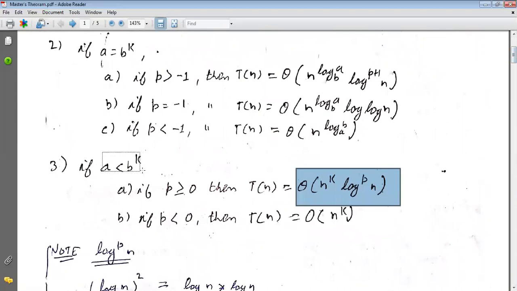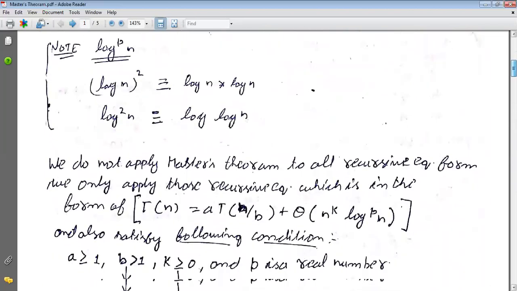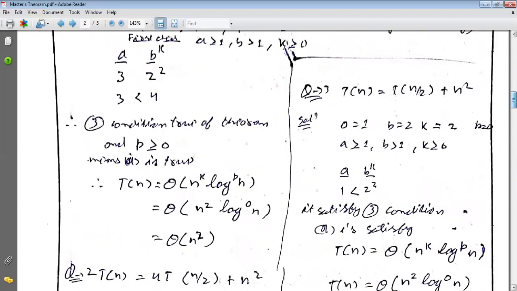If a is less than b to the power k, then we have two cases: either p is greater than or equal to 0, or p is less than 0. We are lying in the first condition. Therefore, the time complexity is theta of n to the power k times log n to the power p. Clear? So this is the time complexity for our given problem.